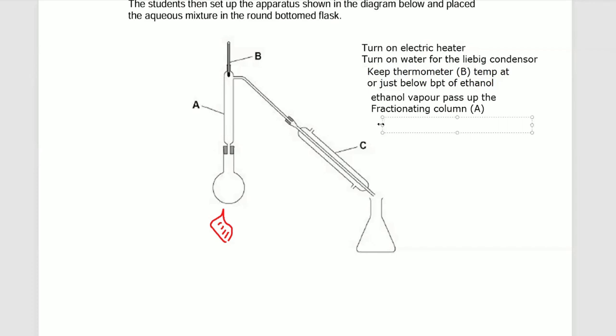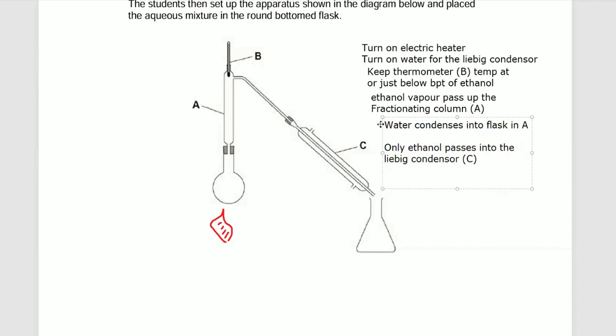Most of the ethanol vapor is going to go up and travel into that delivery tube into the Liebig condenser. So the water condenses and falls back down into the round bottom flask, whereas the ethanol vapor continues on into the Liebig condenser. Only ethanol and maybe a tiny amount of water vapor will enter the Liebig condenser. Now, the Liebig condenser, you already switched the water on at the start. That's C, the Liebig condenser. That is going to have cold water spinning around it, obviously, on the outside.